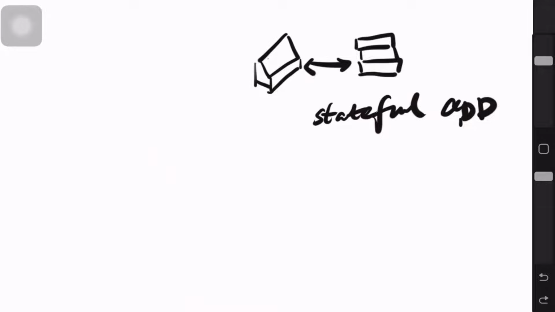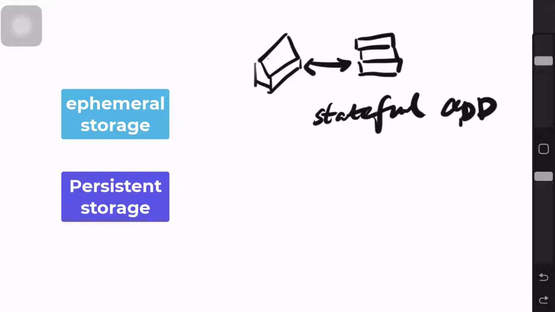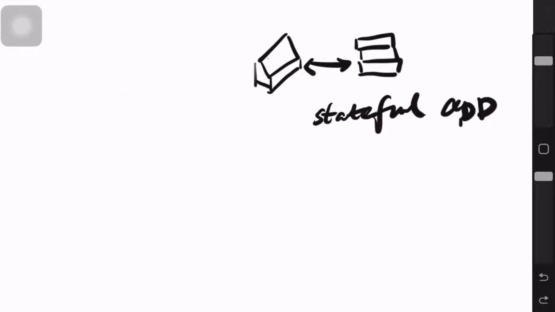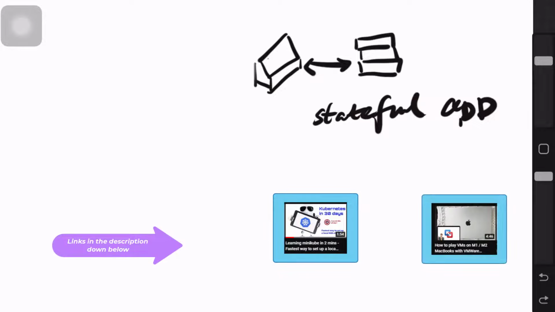There are also two types of storage in Kubernetes, ephemeral storage and persistent storage. In this video, let's have a look at ephemeral storage. By the way, if you're looking into building a lab environment of this video, you should check out those two videos. One about spinning up a Minikube cluster and another one about deploying a Linux VM on M1 MacBooks for free. Let's get right into it.